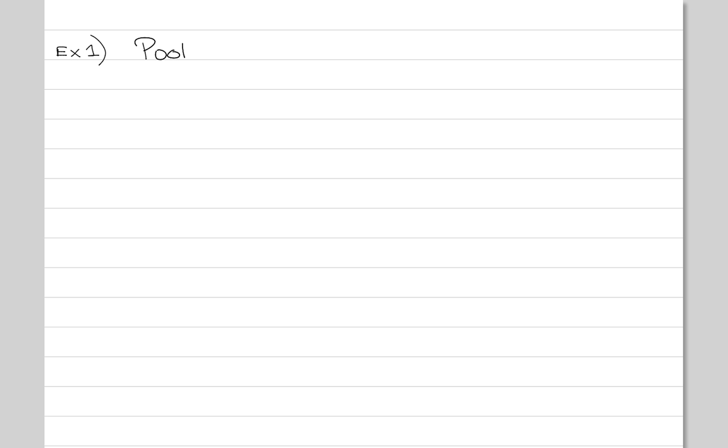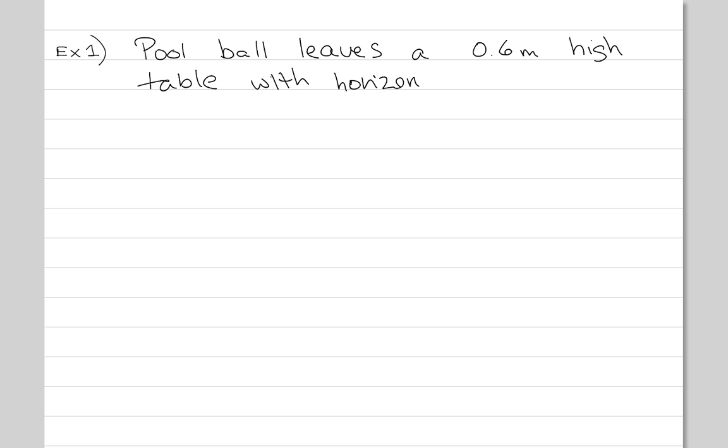Okay. Focus your attention on me. Okay, a pool ball leaves a 0.6 meter high table with horizontal velocity 2.4 meters per second. Find time and horizontal displacement.